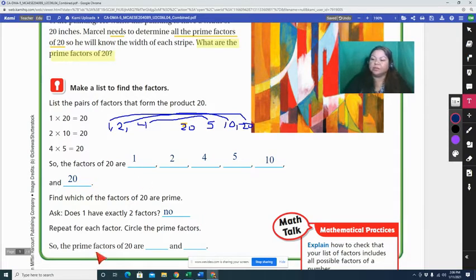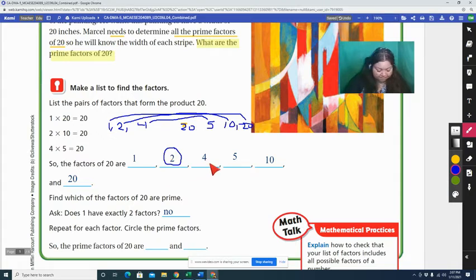Okay, well, let's keep going. Now we're going to repeat the same. We're going to ask ourselves, does this number have two factors? And we're going to circle the prime factors. So we already know that it's not one. What about two? Well, we can only make two by multiplying one times two. Therefore, two is a prime factor, so we will circle it. What about four? Think about it. How do we make four? Well, 1 times 4 is 4, but then 2 times 2 is 4. So it has three factors, so that wouldn't be it. What about 5?